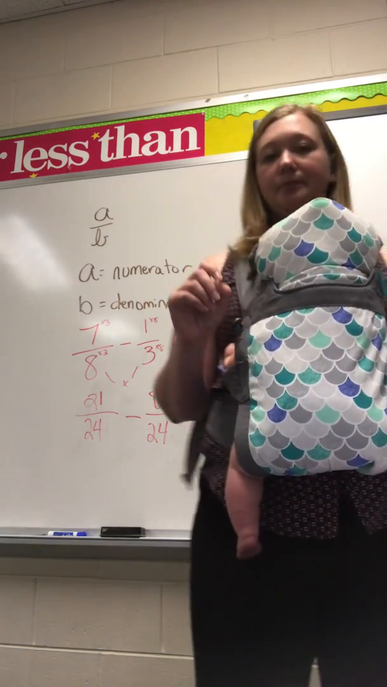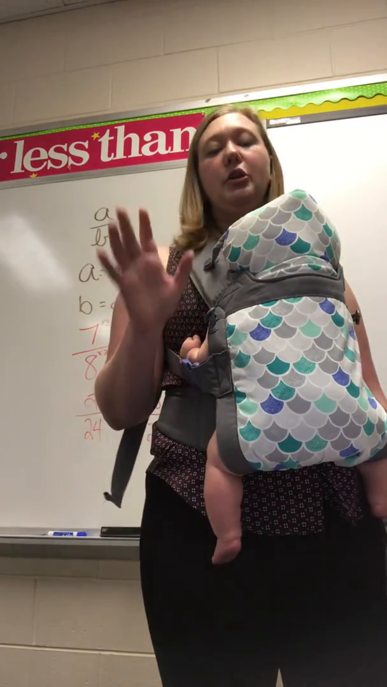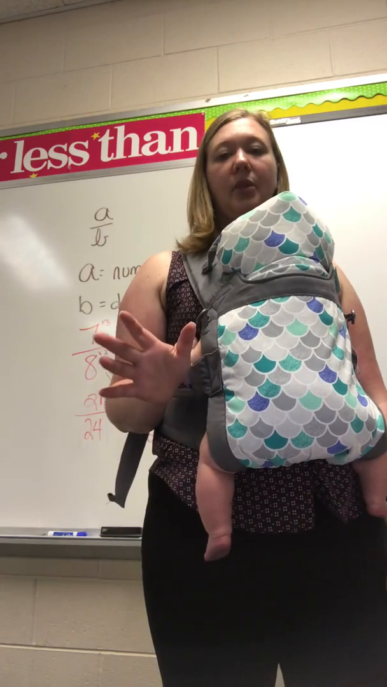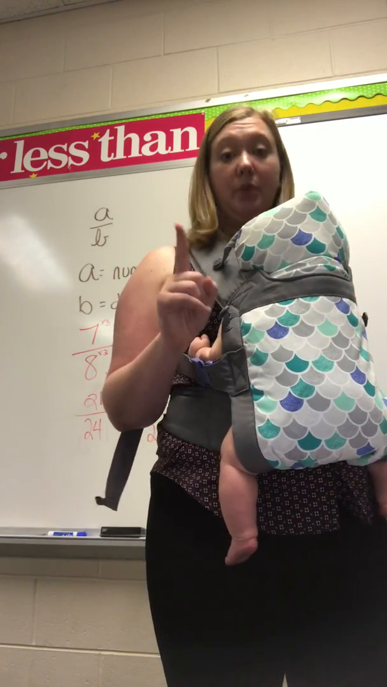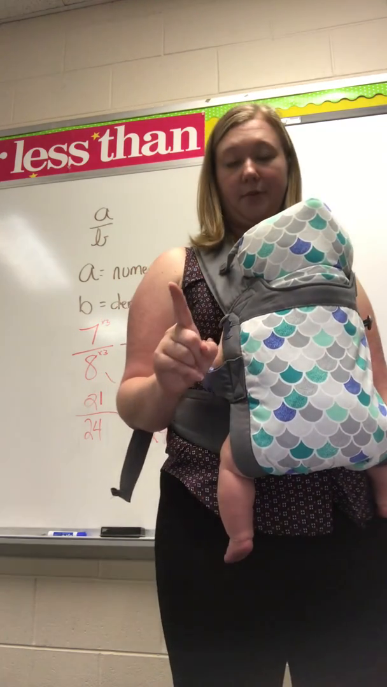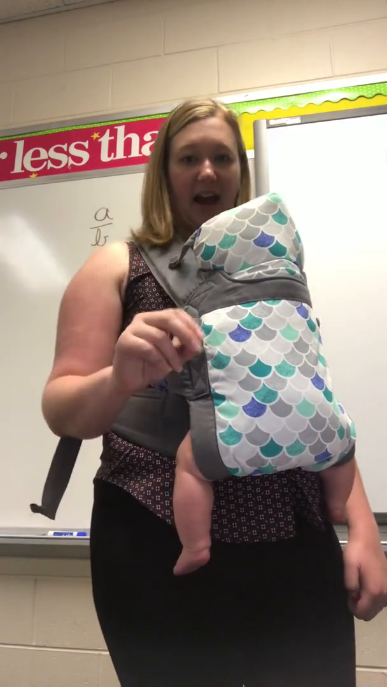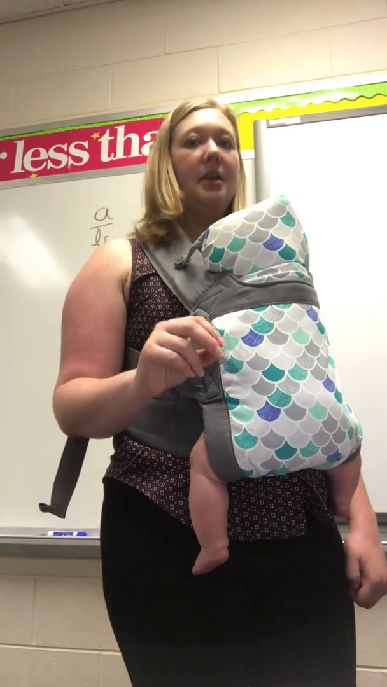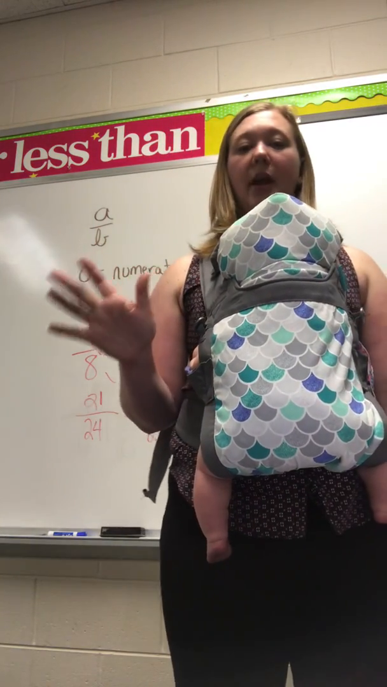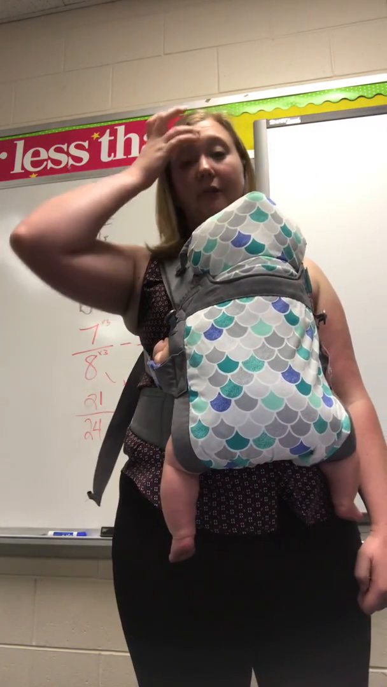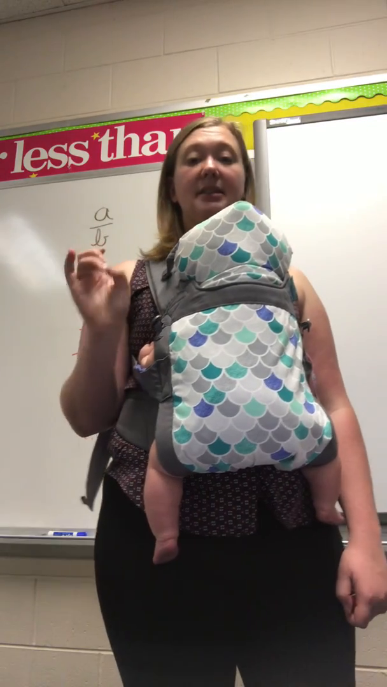You are done simplifying when you have either a prime number or if you have two numbers that do not have a common factor. That means that if there's no value that you can divide both of them by to get the same thing.